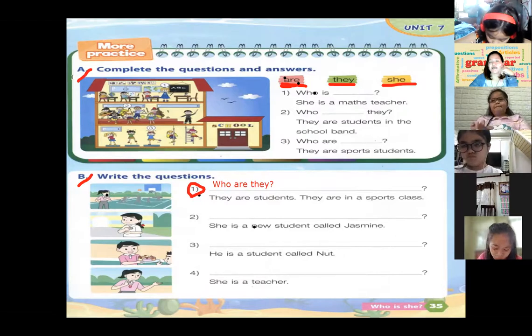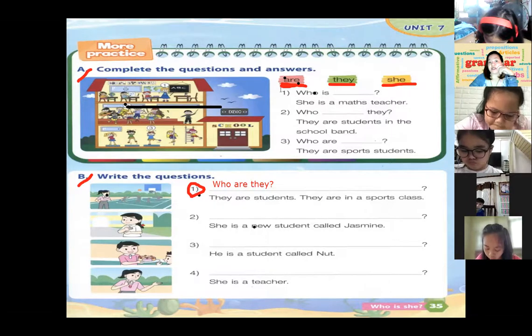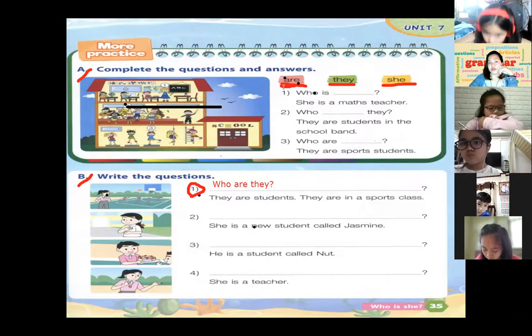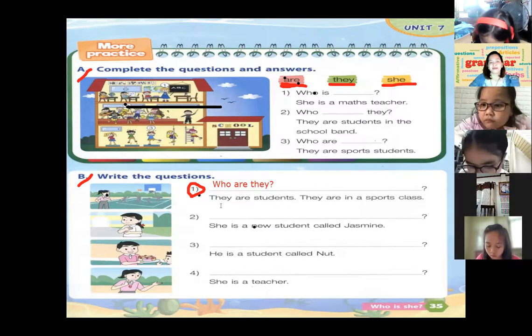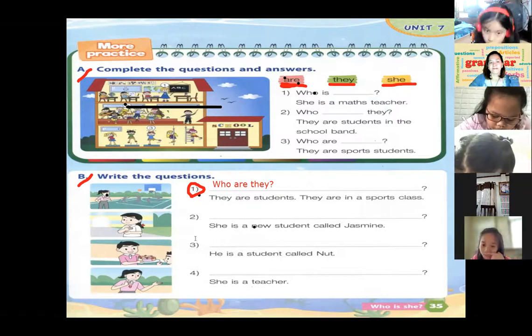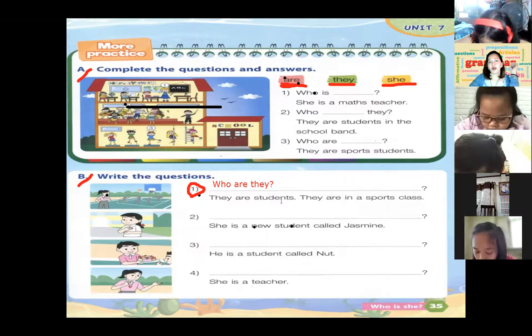I didn't give an example for the others because this is very easy. The answer is already here. You will just choose are, they, she. This is the first example, copy it down as your example. 1 minute. Just write: who are they.